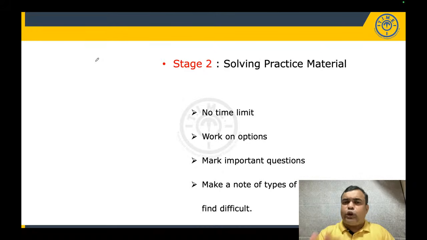Fine. This I'm talking about the general part. I'm going area wise, and I'll give you the topic-wise inputs.